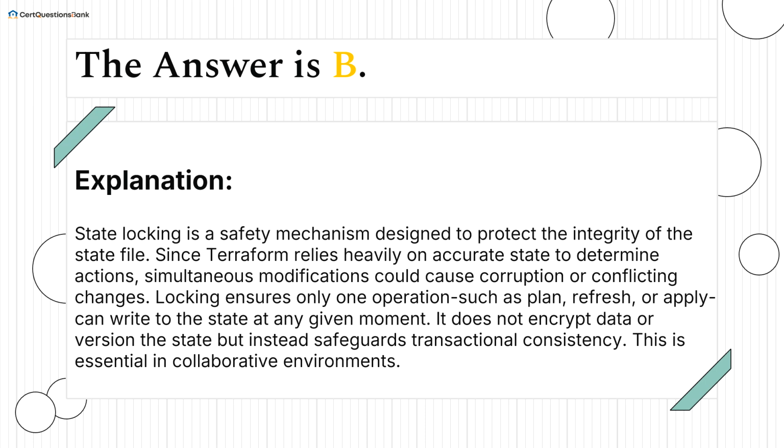The answer is B. State locking is a safety mechanism designed to protect the integrity of the state file. Since Terraform relies heavily on accurate state to determine actions, simultaneous modifications could cause corruption or conflicting changes. Locking ensures only one operation, such as plan, refresh, or apply, can write to the state at any given moment. It does not encrypt data or version the state but instead safeguards transactional consistency. This is essential in collaborative environments.